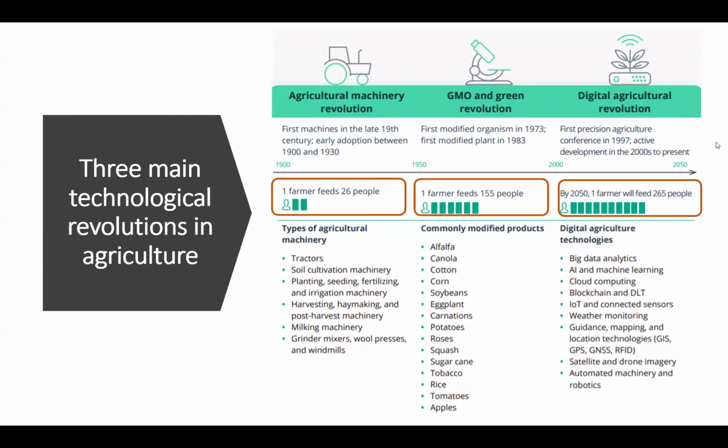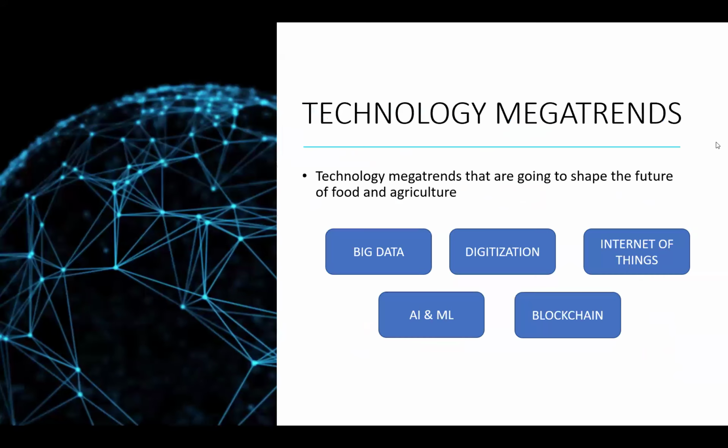So this is how technology can help. If not, we will remain the same as we were doing 30 years back or 50 years back. That's why the use of technology is very much essential. The technology megatrends that are happening now are big data, digitalization, Internet of Things, AI, ML, and blockchain.